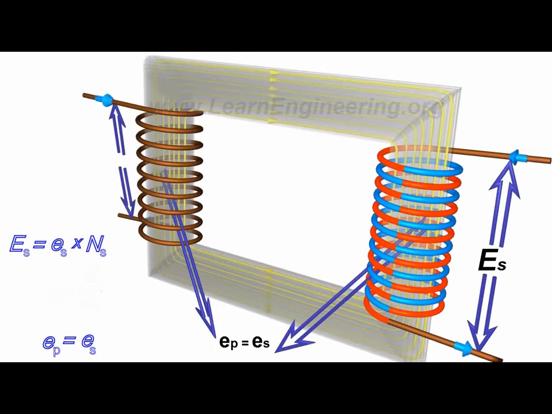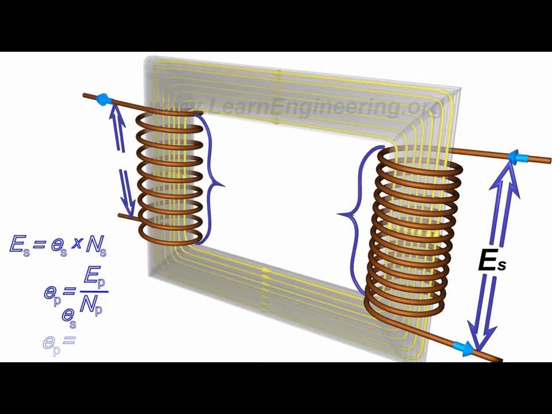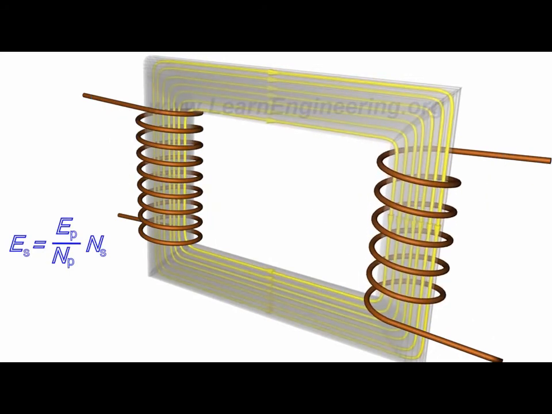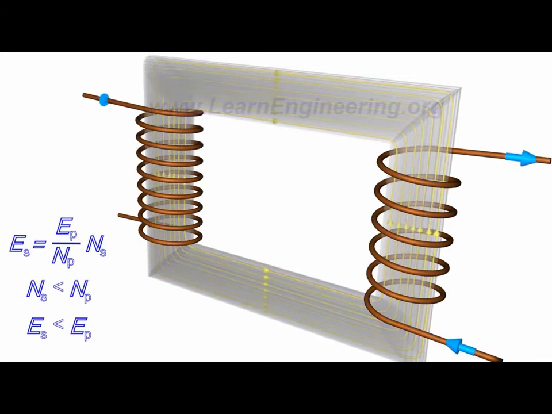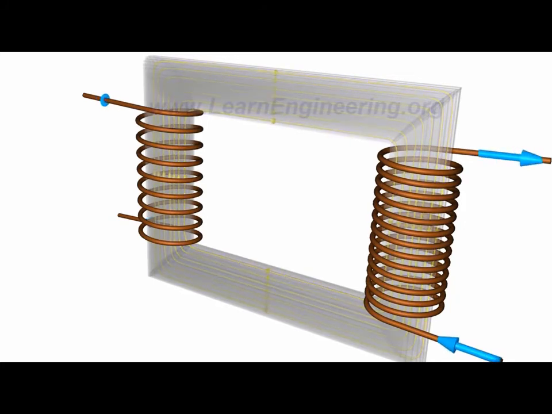The EMF per turn for the primary coil is related to the applied input voltage as shown. As a result, the induced EMF at the secondary coil is expressed as follows. This simply means that with fewer turns in the secondary than in primary, one can lower the voltage. For the reverse case, one can increase the voltage. But since energy is conserved, the primary and secondary currents have to obey the following relationship.